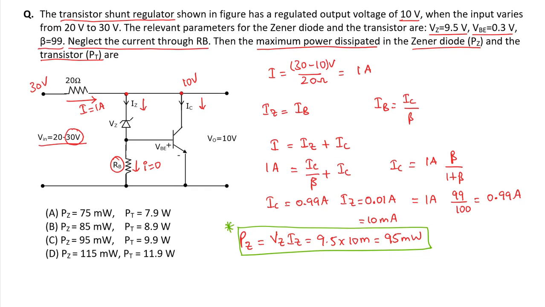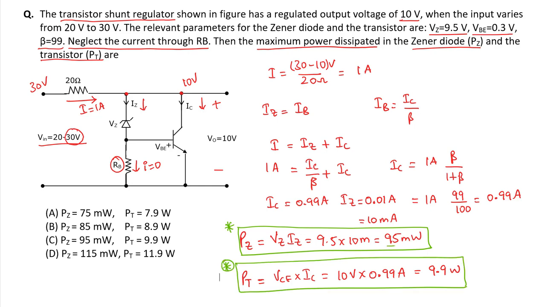Now let's find Pt. Pt will be equal to VCE times IC, where VCE is nothing but the output voltage itself, which is 10 volts, times IC, which is 0.99 amperes. This will be equal to 9.9 watts. Now we have both the values. So let's find which is the answer. Option C fits the answer, which is Pz is equal to 95 milliwatts and Pt is 9.9 watts. So the correct answer is option C.